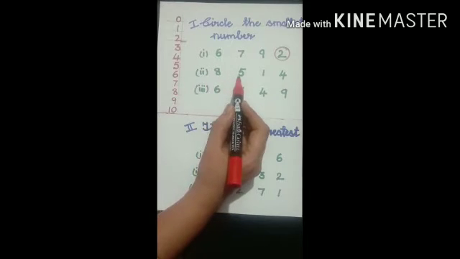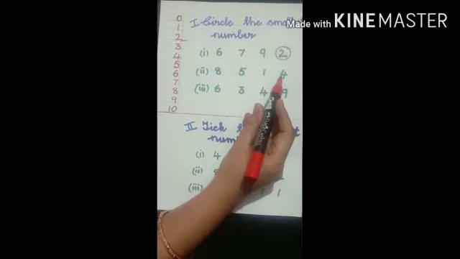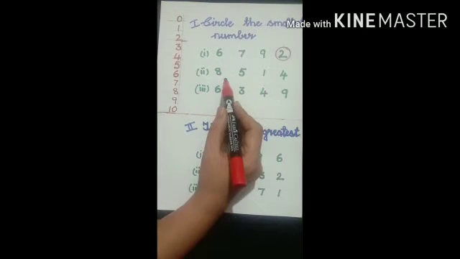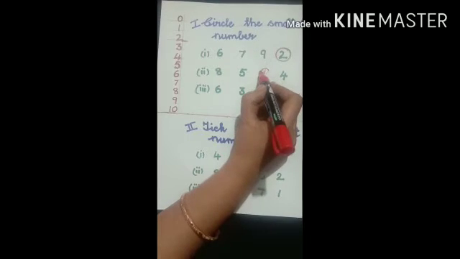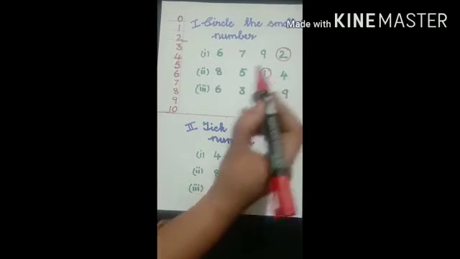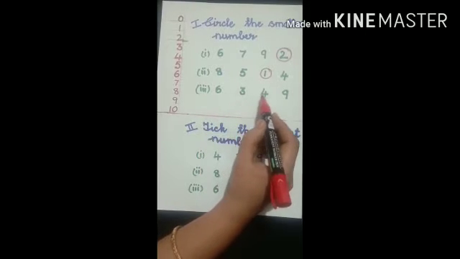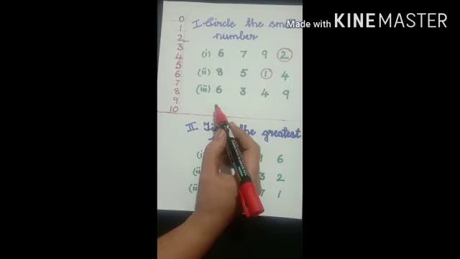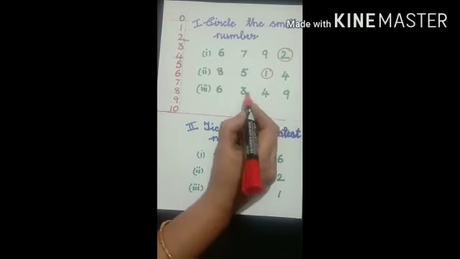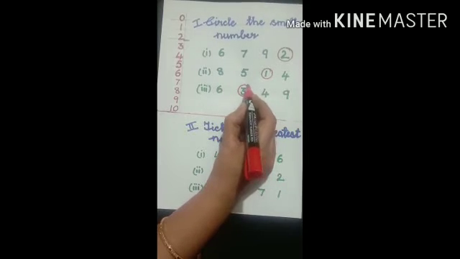Look at the next example. 8, 5, 1, 4. Which is the smallest number here? Exactly, 1 is the smallest number. Let's take another example. 6, 3, 4, 9. Which is the smallest number here? Yes, 3 is the smallest number. Let's circle 3.